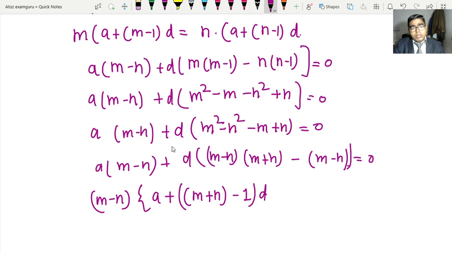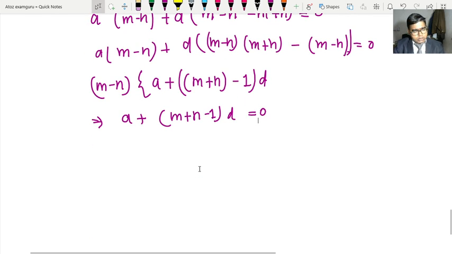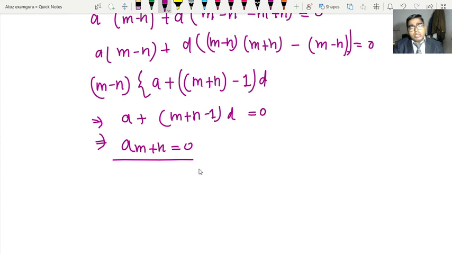So it means A plus M plus N minus 1 into D equals 0. And this is nothing but the (m+n)th term, right, friends? So this is the expression for A M plus N, that is 0 in this case. So it is proved that the (m+n)th term of this AP is 0.